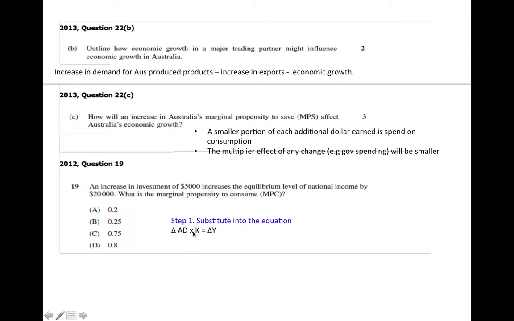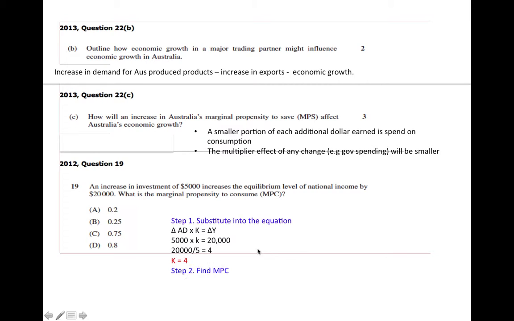Okay, so change in AD times K is the change in national income. So we know that the change in aggregate demand is 5,000, investment 5,000, times by K equals the change in national income, okay, which is $20,000. So what we're trying to find out now is what K is, what's the multiplier. So how we do that is simply 20,000 divided by 5,000 to get K. So that equals 4. 20,000 divided by 5 equals 4. So we've got our multiplier is 4.